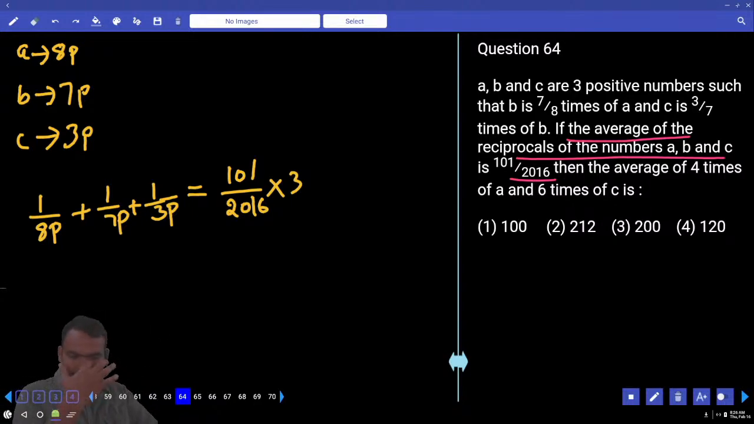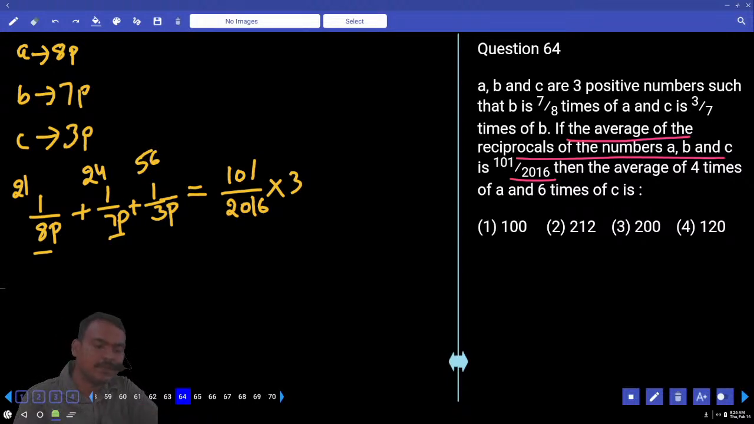What is the LCM of 8, 7, 3 parts? If we require 8, then we multiply by the remaining 2, or not? 7 times 3 is how much? 21. If we require 7, 8 times 3 is how much? 24. Here we write 24. If we require 3, we write 8 times 7, which is 56. 56 plus 24, 80. 80 plus 21, 101 by 8 into 7 into 3, or not?